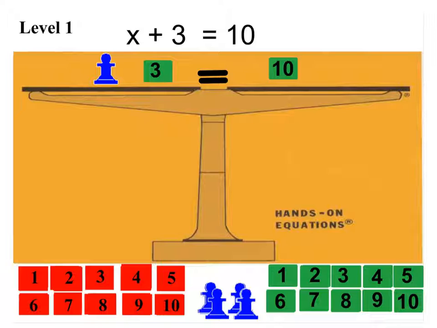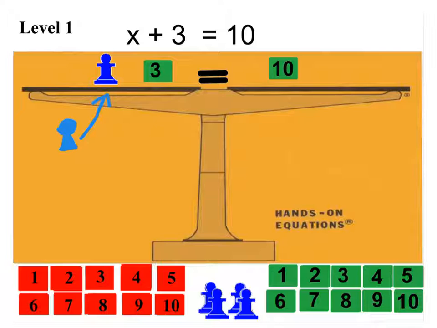Just as a quick tip, if you want to draw the blue pawns, a simplified version of this would be a circle and then a triangle below, and then you can fill those in. So that's a simplified version of that guy. And that's what we're going to use to represent x.